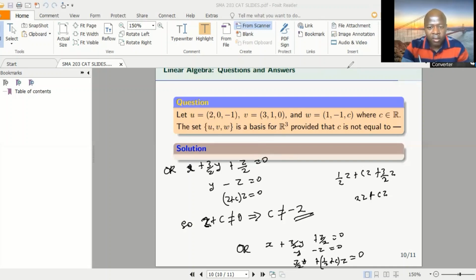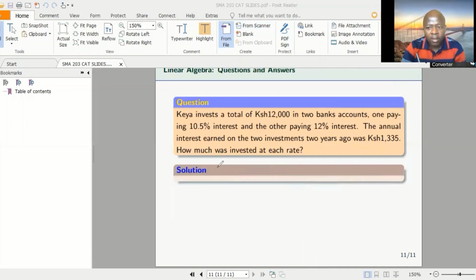Let's look at the next question. Now, let's look at this other question. It tells us, Kenya invests a sum of 12,000 Kenya shillings in 2 bank accounts. So 12,000 Kenya shillings is invested in 2 bank accounts.